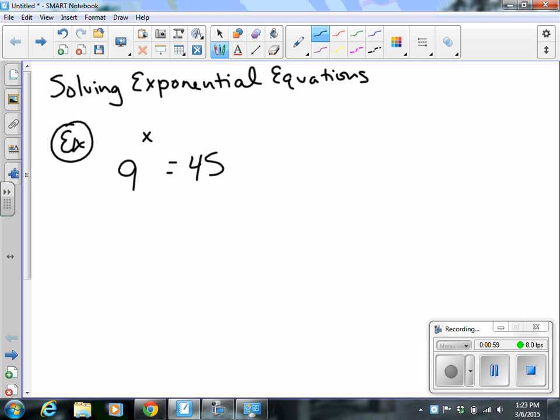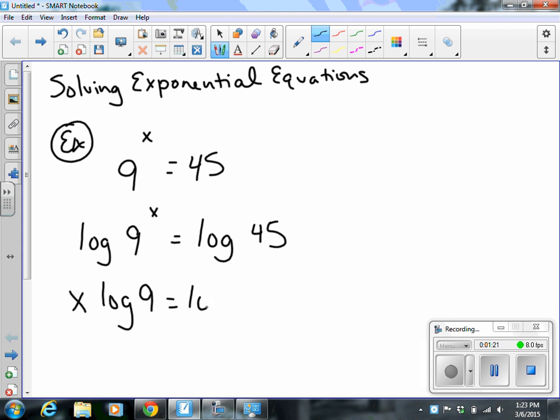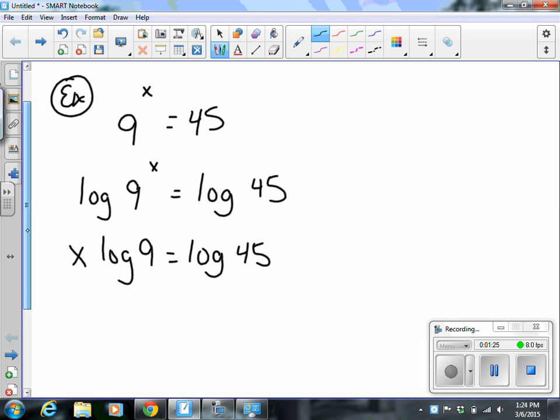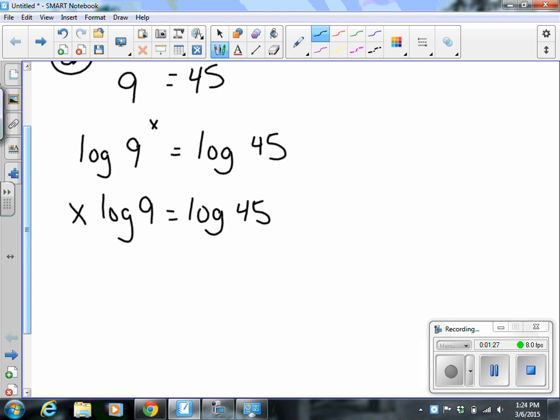So I'm going to rewrite this. I have the log of 9 to the power of x equals the log of 45. Okay, so we know that with this 9, when it's to the power, I can put that x on the outside. And this is all based on the properties of our logarithms that we should know and have done before. So now I've got the x on the outside.